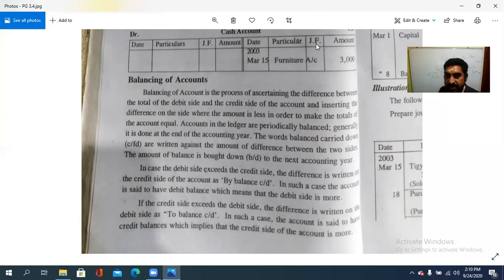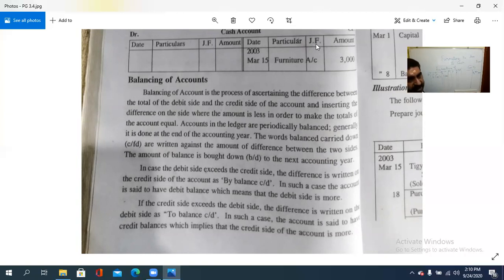Balancing of account is the process of ascertaining the difference between the total of the debit side and the credit side of the account and inserting the difference on the side where the amount is less in order to make the totals of the account equal. Accounts in the ledger are periodically balanced. Generally, it is done at the end of the accounting year. The words balance carried down are written against the amount of difference between the two sides. The amount of balance is brought down to the next accounting year also. So to balance carry down this one, and to the next year it is brought down.